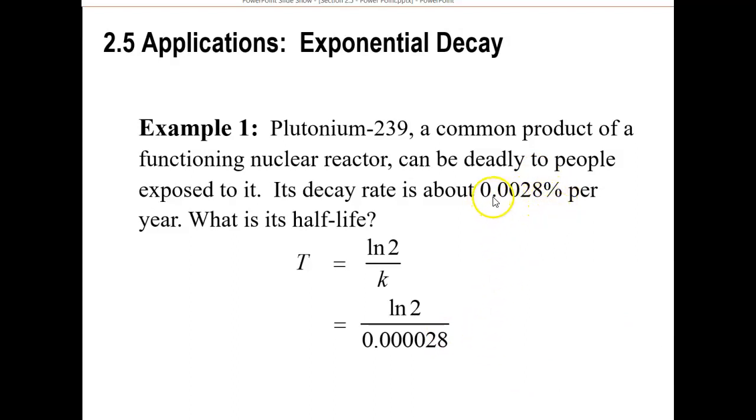0.0028%. The percent sign means divide by 100. So notice here they've got 2 extra zeros in front of that decimal, because to change this percentage to a decimal, you divide by 100, which moves the decimal point 2 places left. So in decimal form, that's 0.000028, which is then about 24,755 years. The term half-life means the time that it takes for the initial value to be cut in half. This is a very slow decay rate, meaning that it's going to take a very, very long time for it to decrease to half the initial value.